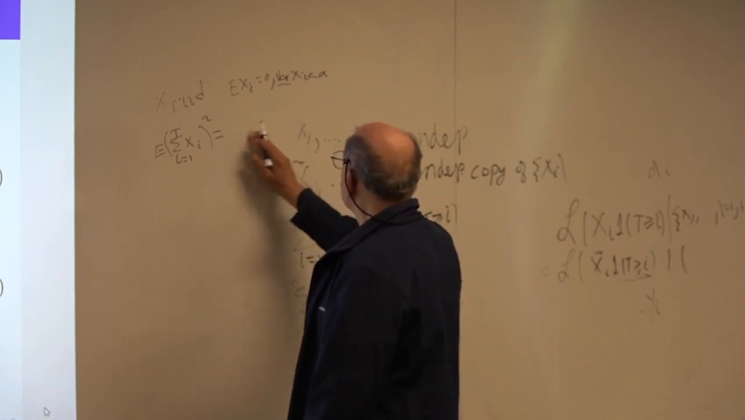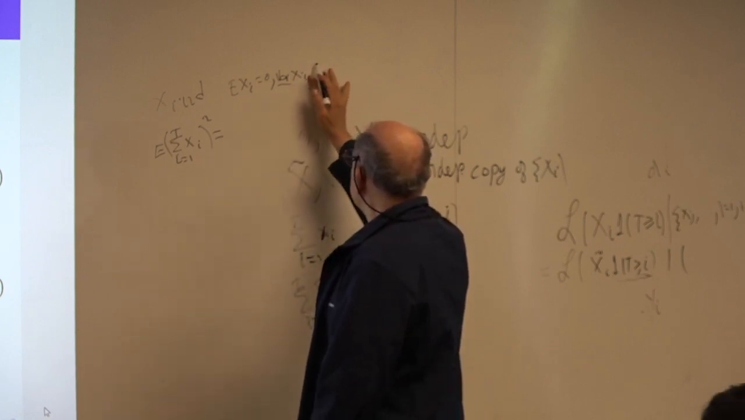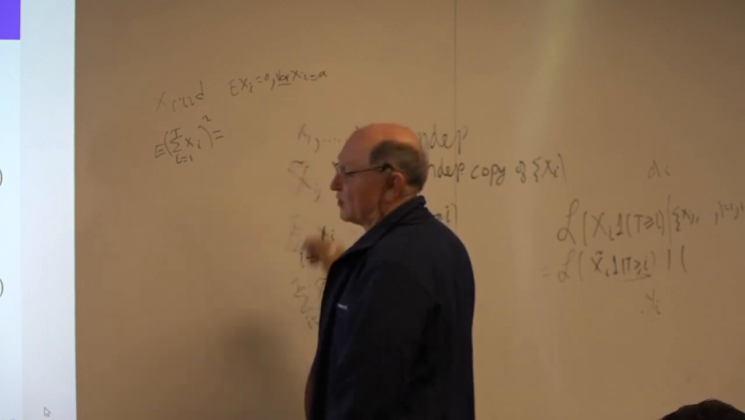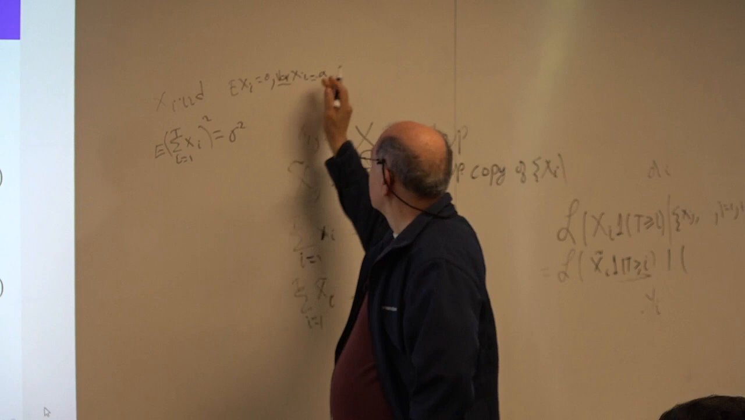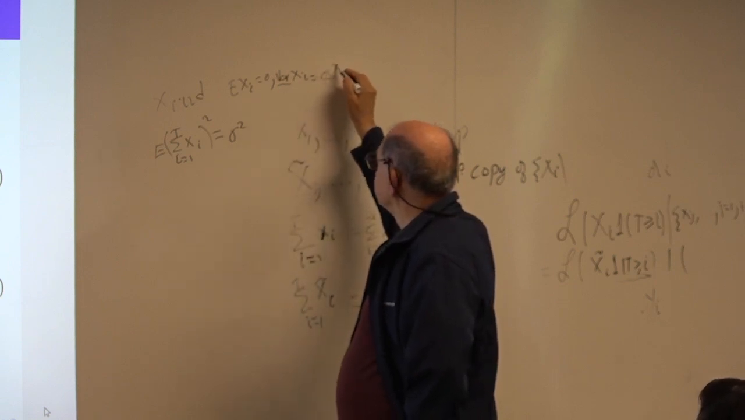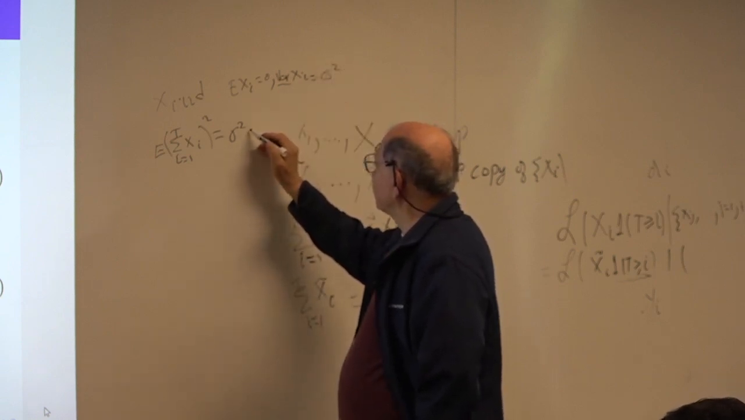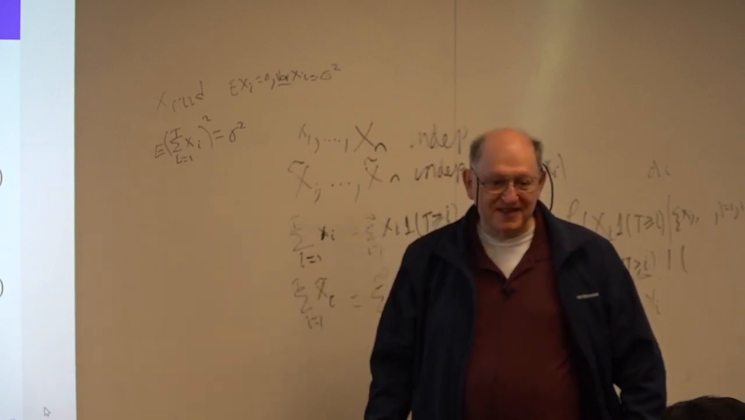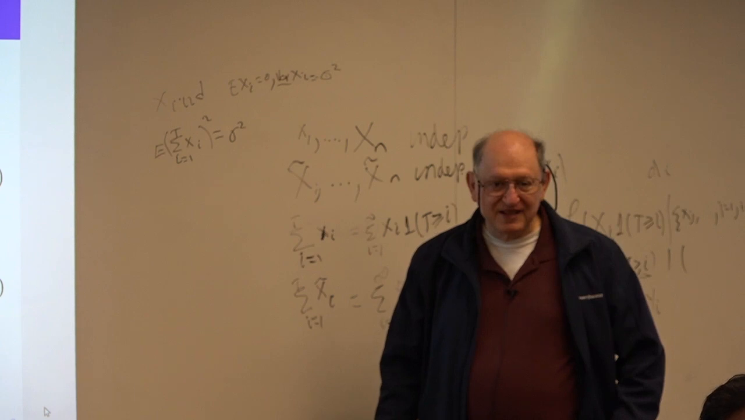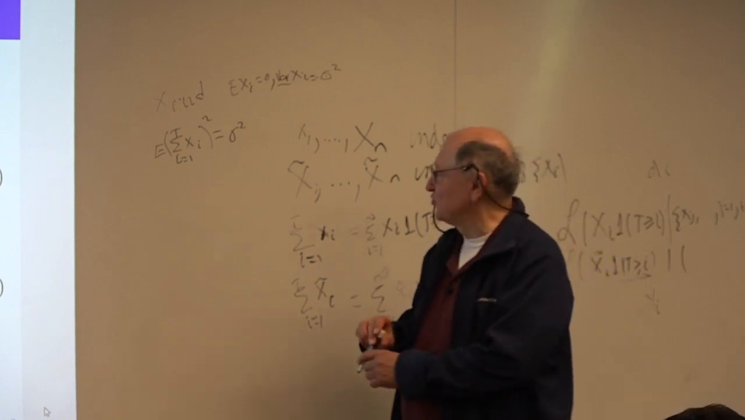I will assume that they all have the same variance for a second. It is equal to sigma squared times what? This is a quiz. What is it? Expected value of t.